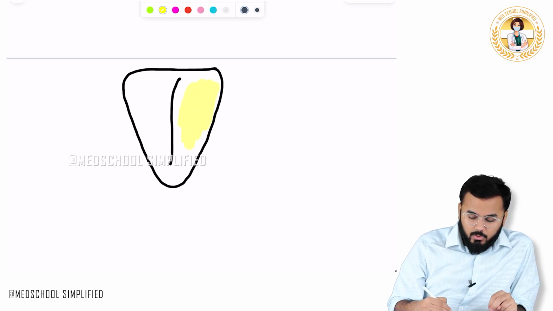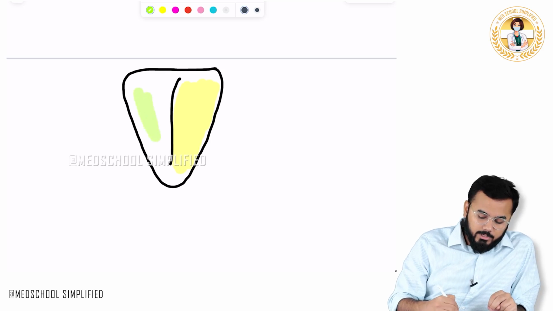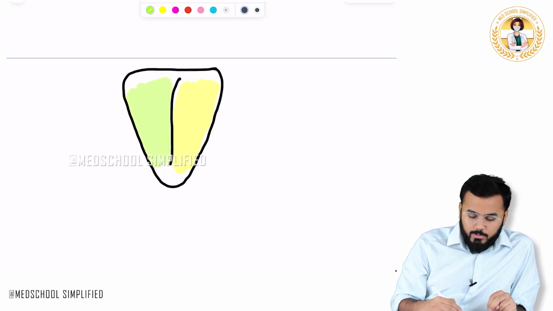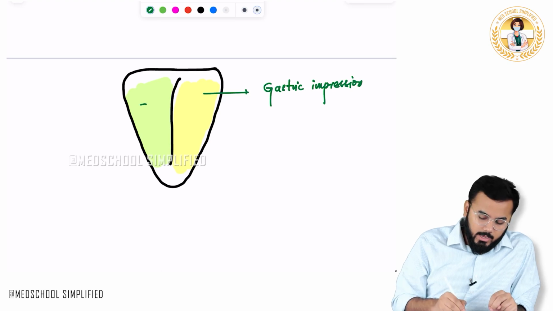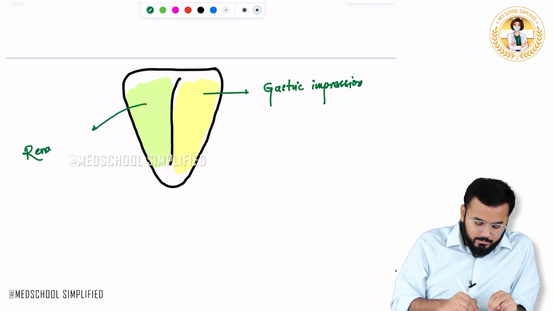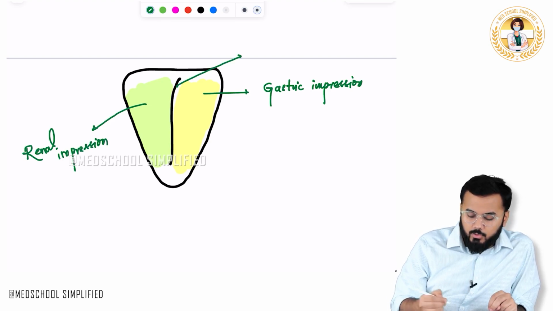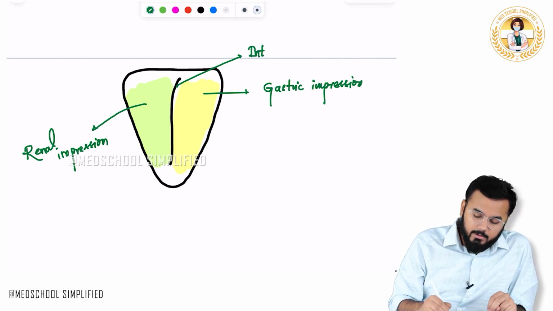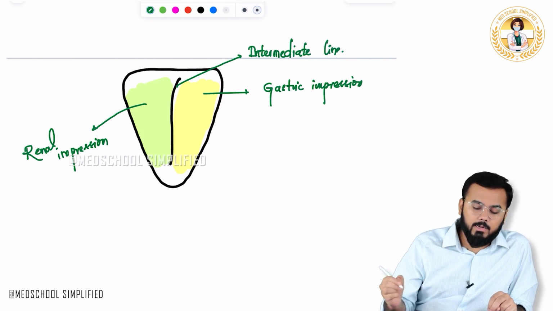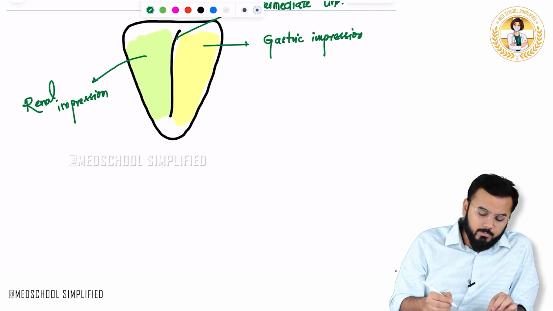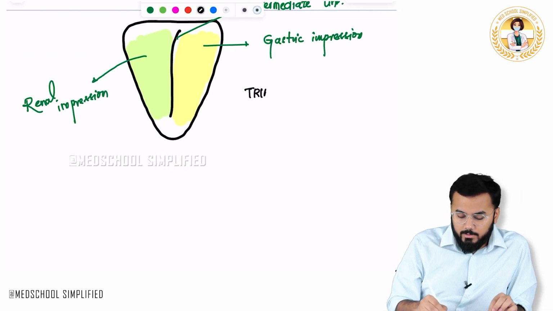See, one impression which is on one side, right, and the other impression which is on the other side. So what are these two impressions over here? One impression over here you call the gastric impression. And the other impression which you have here is the renal impression. And the center line which you have over here is called the intermediate line, or the intermediate border. So this type of spleen you call a triangular spleen.